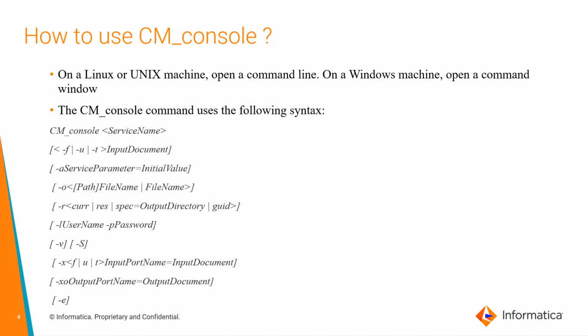-xo is the output port for the service. -e: if this option is not used, then the command will exit with 1 for success and other numbers for failure scenarios. If we specify this option, then it ends with 0 for success and other numbers for failure scenarios. Now let's see a demo on the CM console usage.